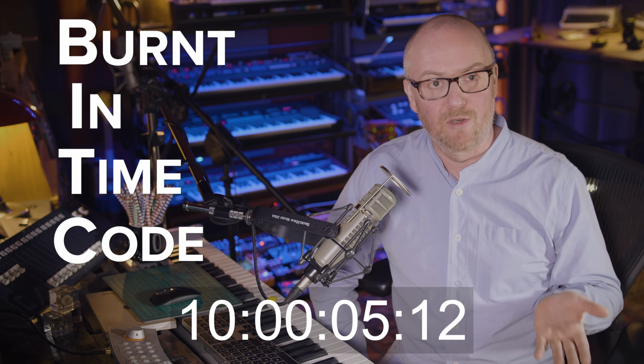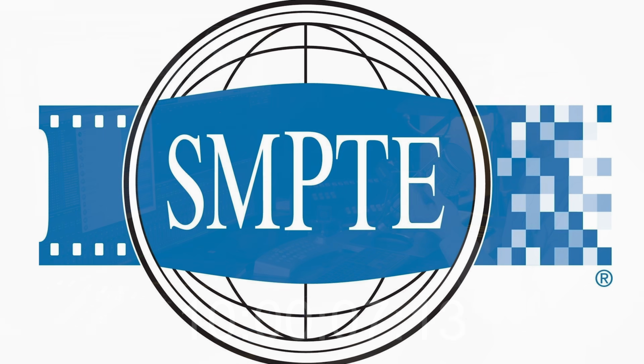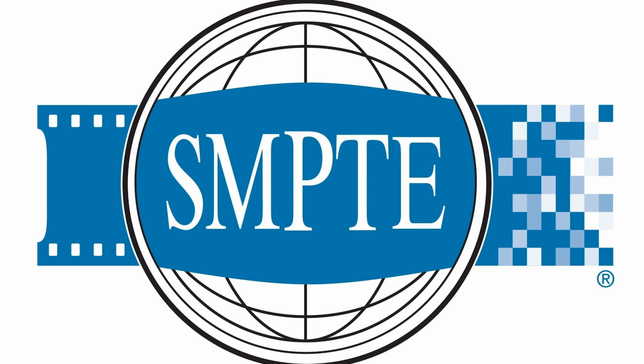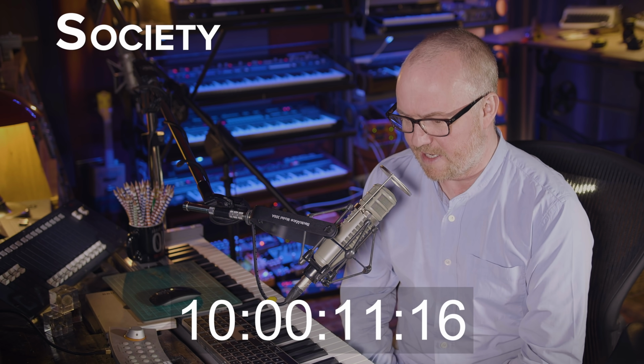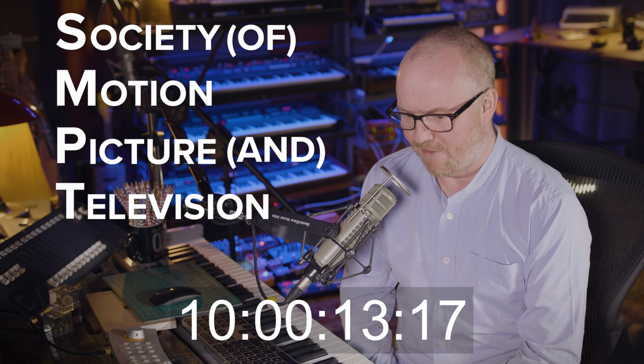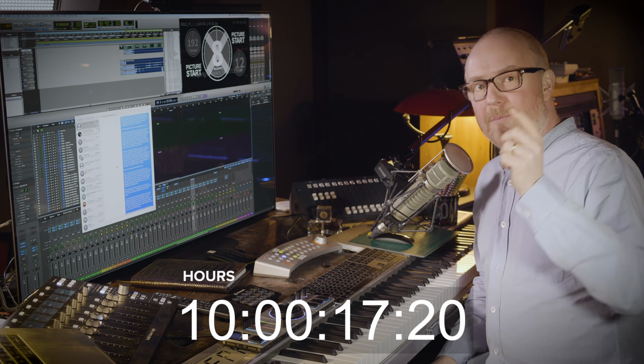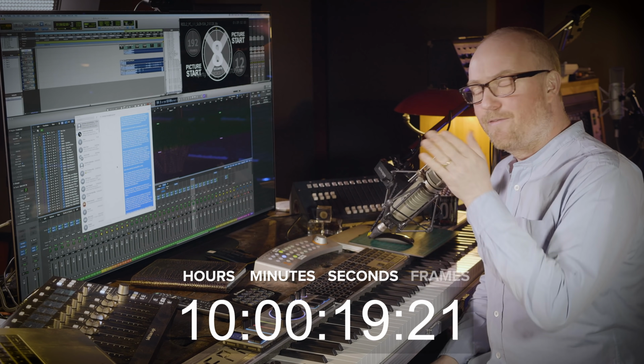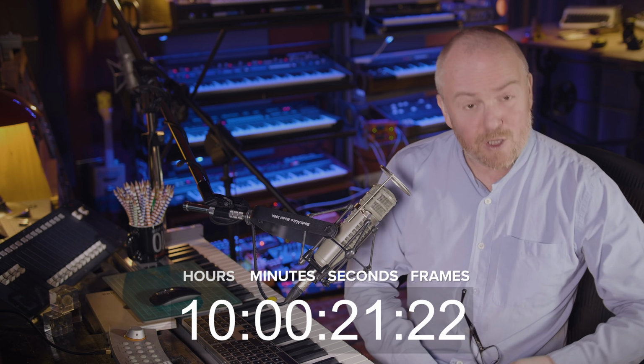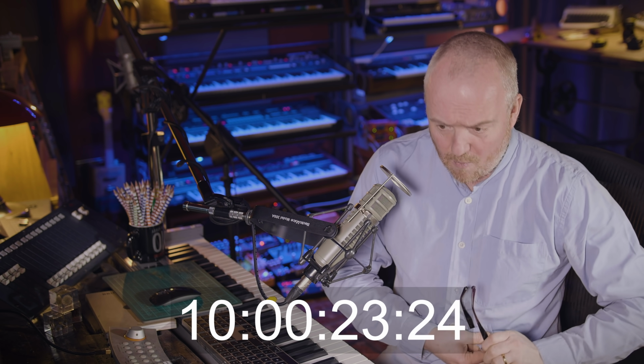These numbers below are called BITC, or burnt-in timecode. SMPTE, which doesn't stand for seconds, minutes and some other stuff. It actually stands for the Society of Motion Picture and Television Engineers. So they determine hours, minutes, seconds and frames. It's a visual cue of where we are in the film.